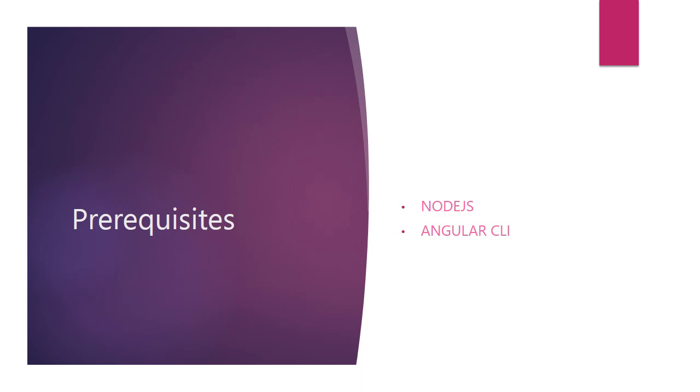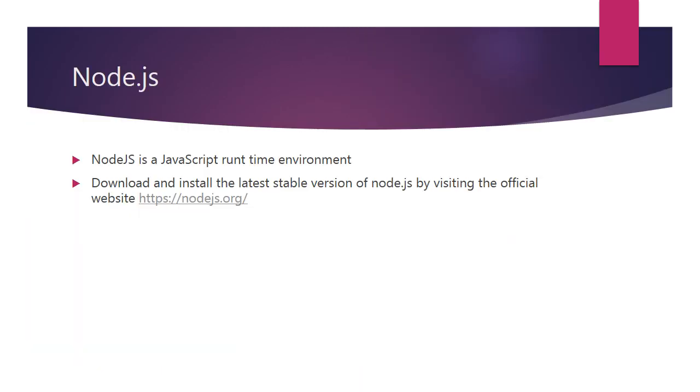We need Node.js and Angular CLI to create an Angular application. Node.js is an open source cross-platform JavaScript runtime environment that executes JavaScript code outside of a browser. Node.js provides a package manager, NPM, to install libraries and packages. We will use Node Package Manager NPM to install Angular CLI on our computer.